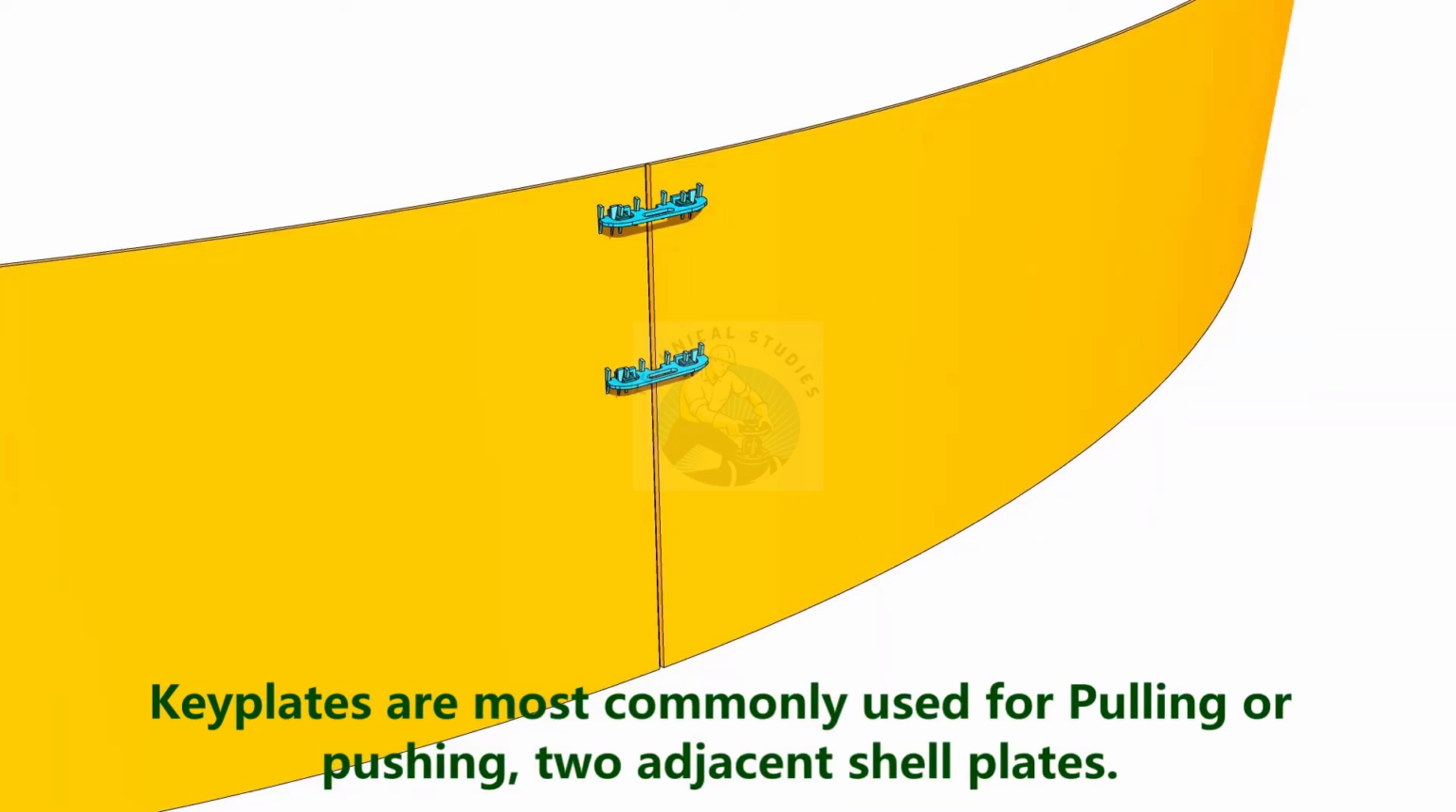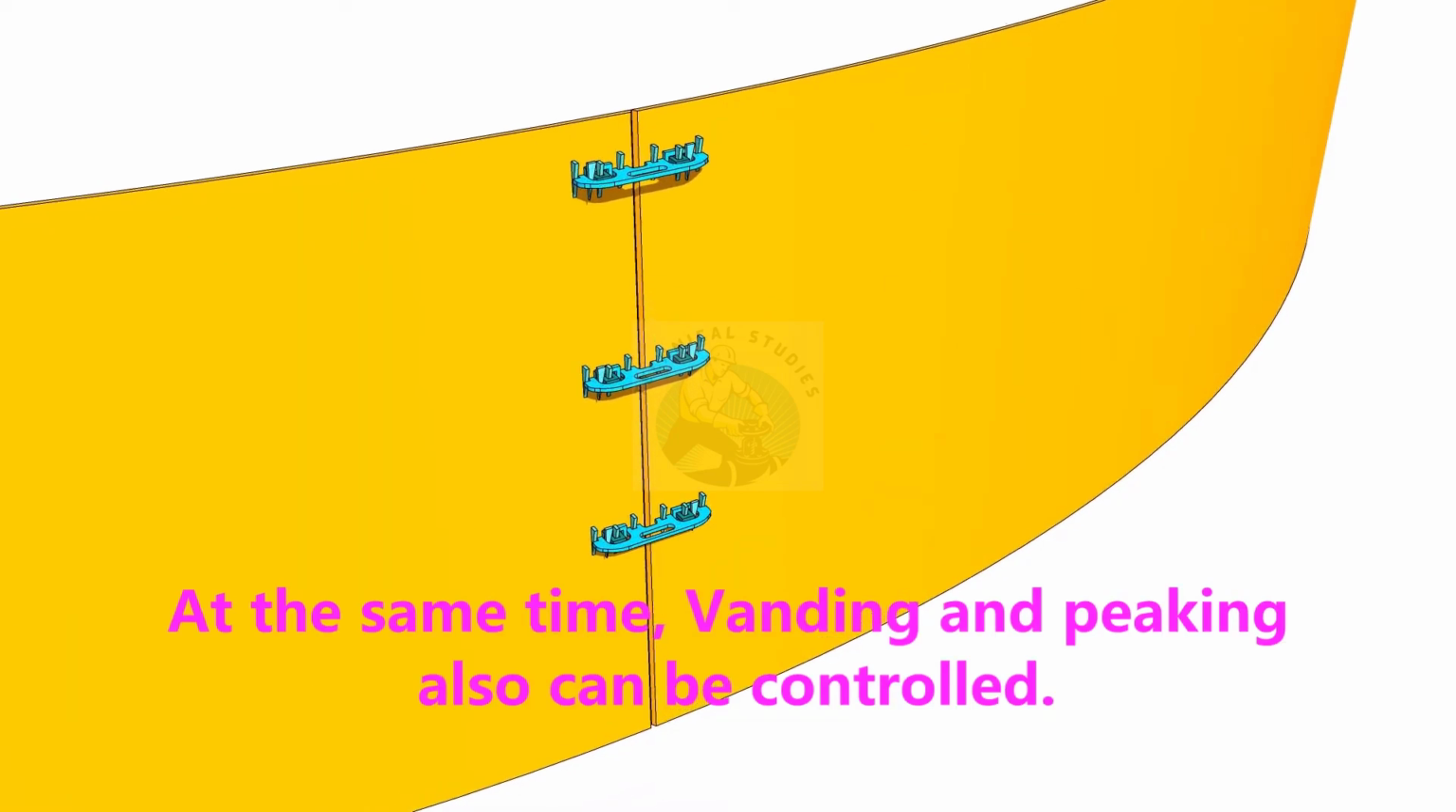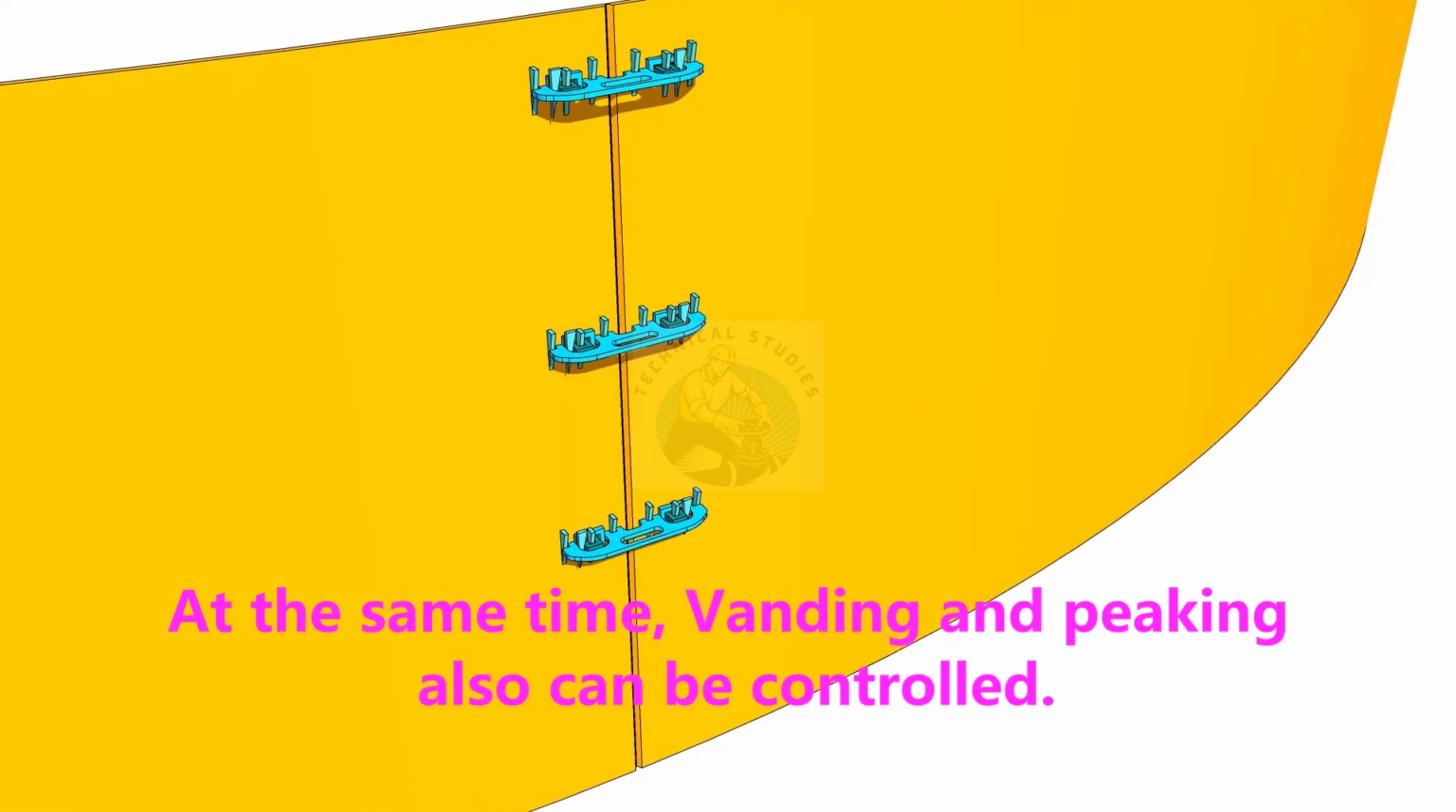Keyplates are most commonly used for pulling or pushing two adjacent shell plates. At the same time, banding and peaking can also be controlled.